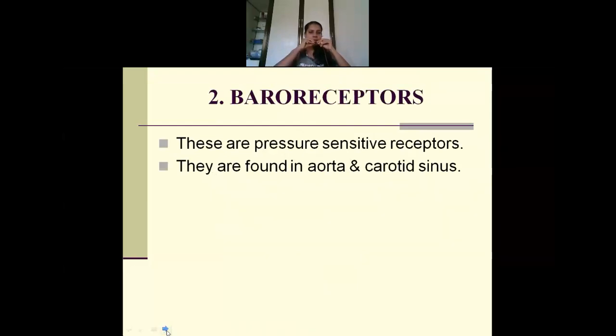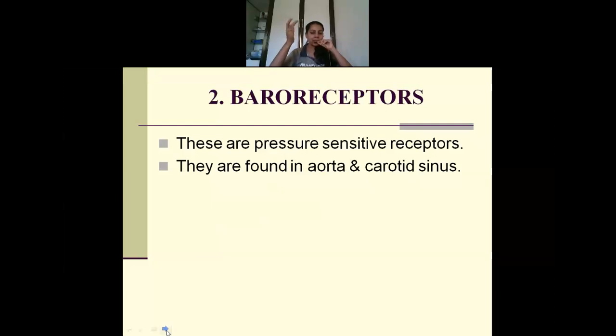Next is moving on to your baroreceptors. Now there are so many things you have to study regarding baroreceptors, but the important thing that you have to know is baroreceptors are pressure sensitive receptors. Whenever there is any alteration in the blood pressure, it will be detected by the baroreceptors. Okay, baroreceptors are located in the aorta as well as carotid sinus. Whenever there is increase or decrease in the BP, immediately baroreceptors will come to know and they will start to have the compensatory mechanism.